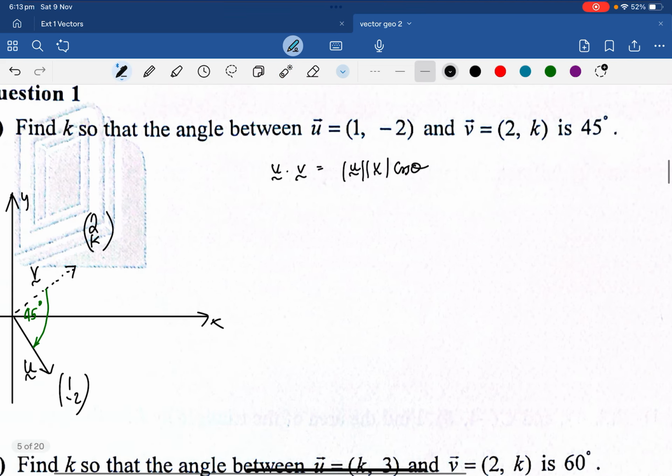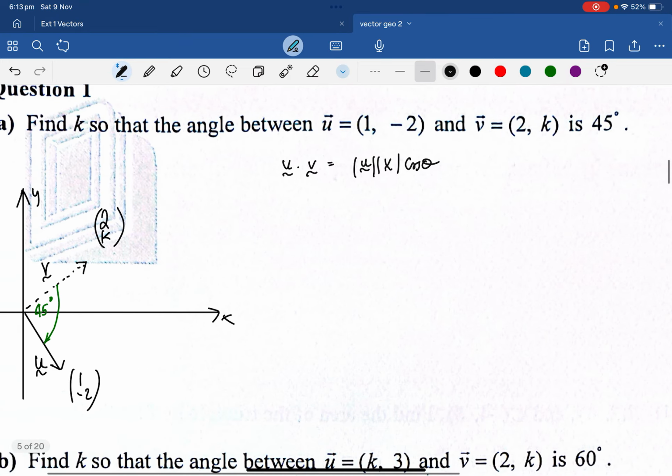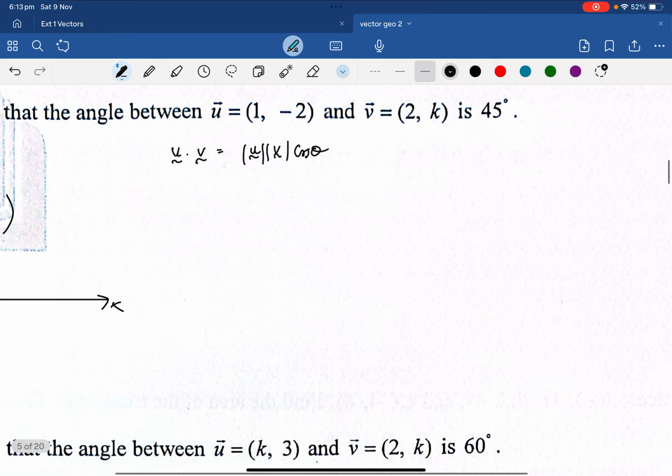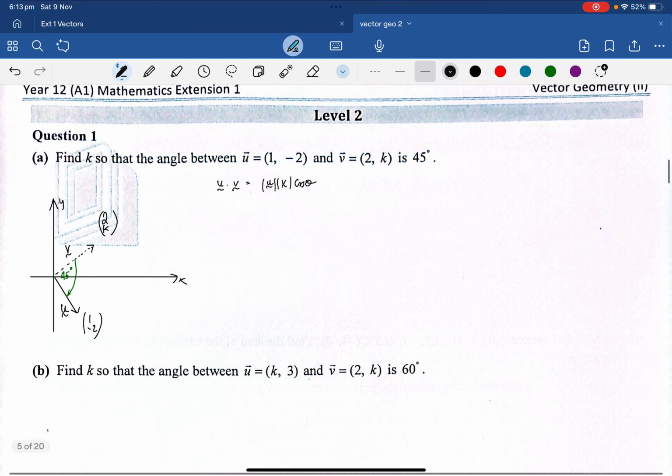Now, what we want to do is first figure out what information we have. Do we know the dot product of vector u times vector v? That's why we're going to go to the side and do our red table thingy. So the dot product of vector u times vector v is equal to multiply the x components plus the y components. So the x is 2, minus 2k. That is our dot product.